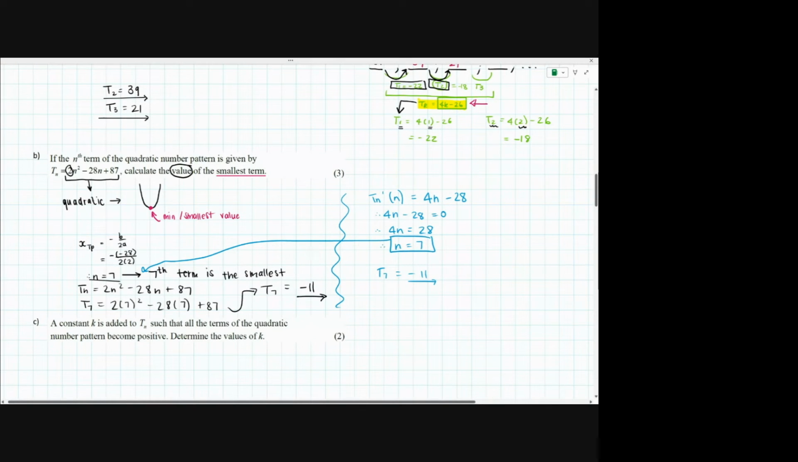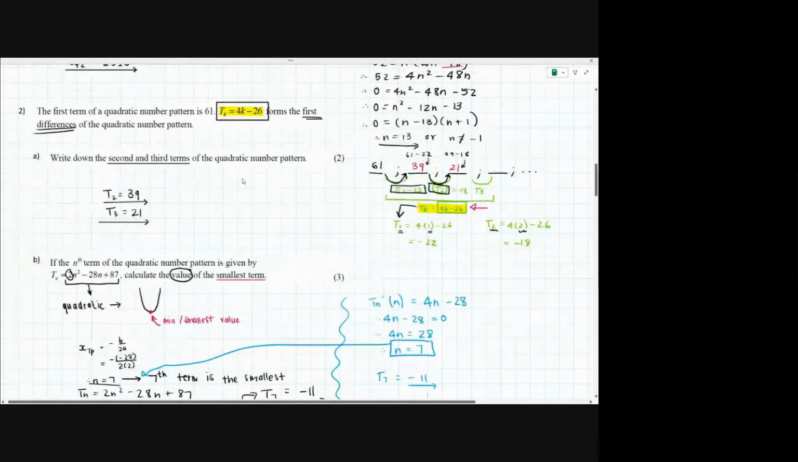So it doesn't matter which way you choose to do it. You can use calculus, you can use algebra, whatever you want. But the smallest term implies our minimum value, our turning point, and we need to work it out. Because it said the value of the smallest term, it's asking us for the value of that specific term at that position, so we also have to substitute into our Tn formula. Whenever it says the smallest or the biggest, it depends on whether it was a positive or negative quadratic. Think back to your parabola and what that means.